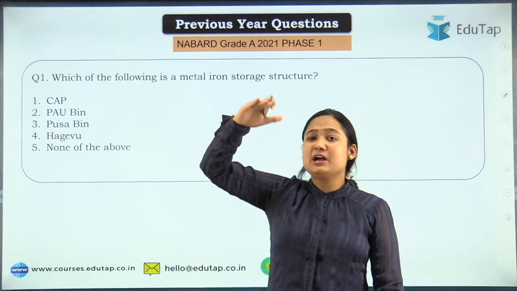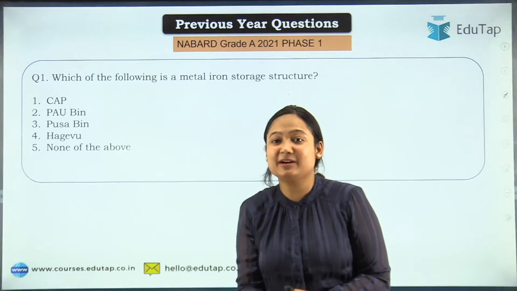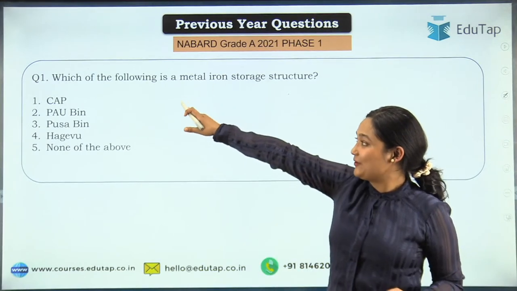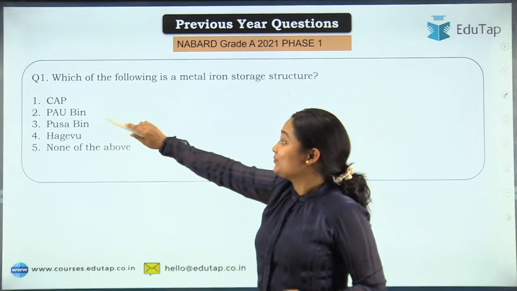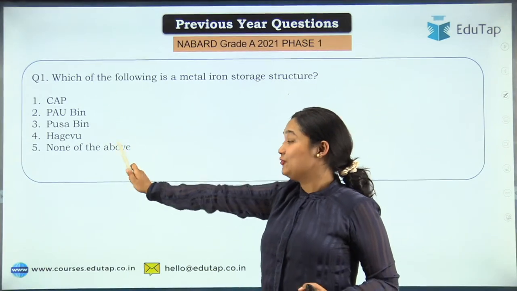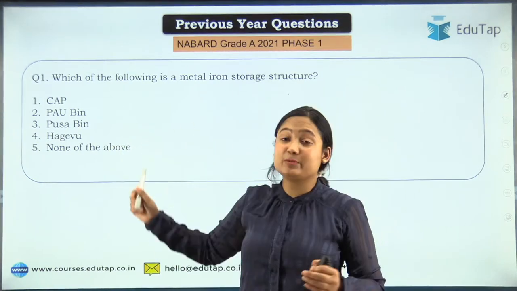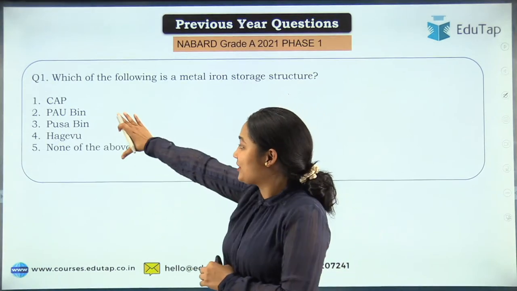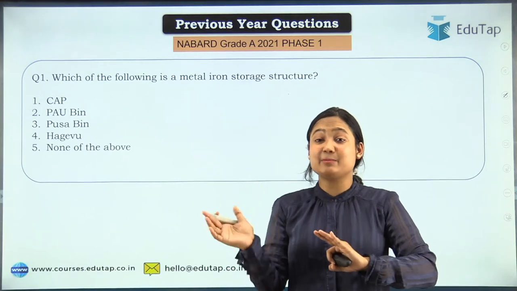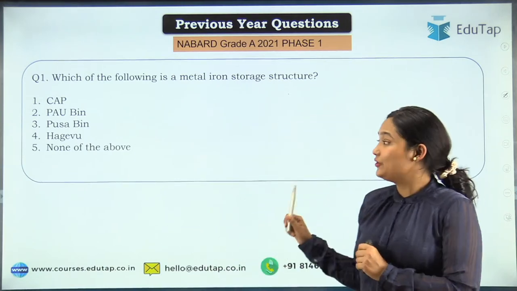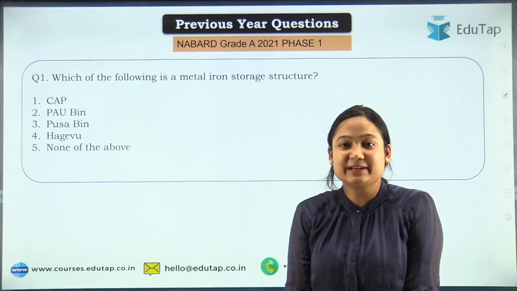The answer is already given, but try to attempt the PYQ question. I think most of the queries are covered. So now let's take a look at the question. Which of the following is a metal storage structure? Your options are CAP, PAU, PUSA, HAGEBU, or none of the above. We have studied that it was a modern structure, in which they maintain the structure but change the material. So you have to tell that.